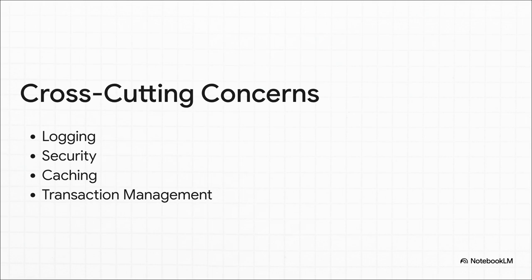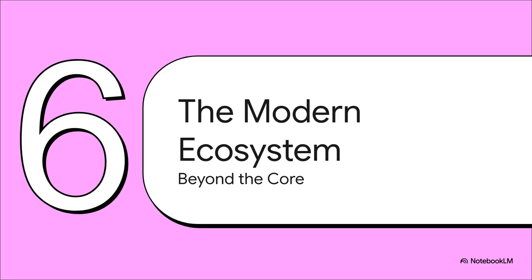I mean, think about it. Things like logging every time a certain function gets called, or checking a user's security permissions before they can access something, or managing database transactions. You don't want to copy and paste that logic into every single class, right? That would be a nightmare. AOP lets you define that logic once and just tell Spring where to apply it. Super clean.